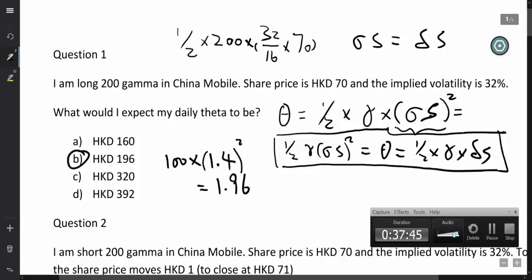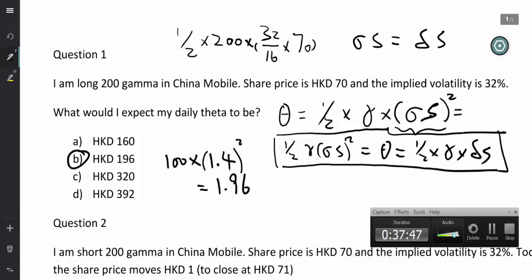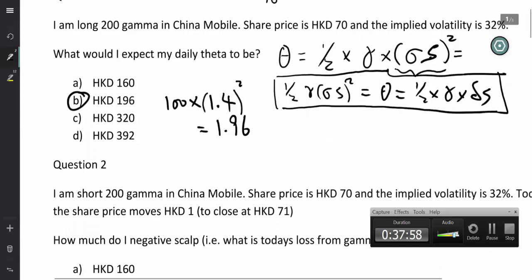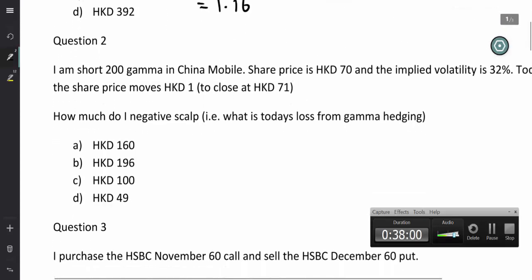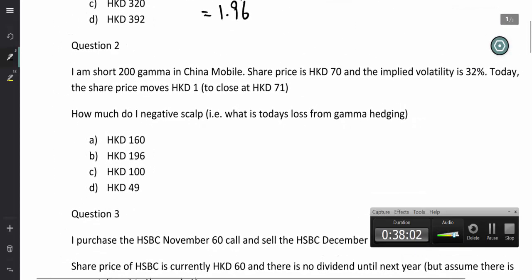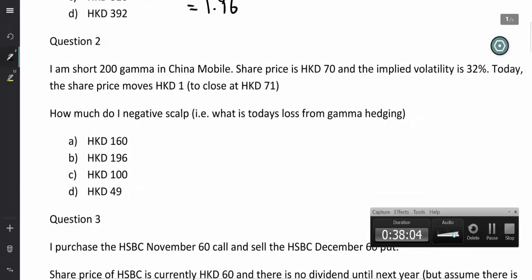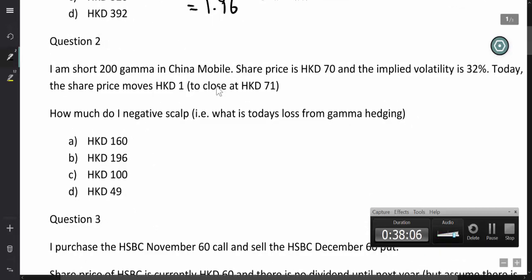Okay. Is everyone okay with that? Yeah? These things are not hard. I think they're fun and they don't require a lot of memorization. Now, why don't you try question two?